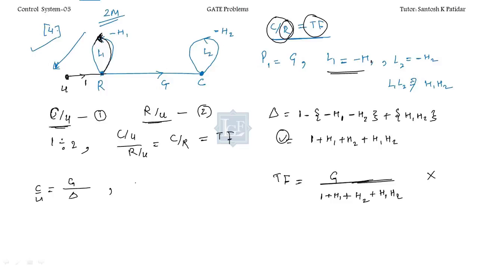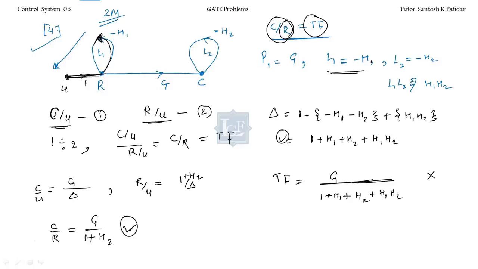Now let's take R by U. For R by U, the forward path is only 1, and del is the same for the overall function. But in the forward path from R to U, 1 is okay, but this 1 is non-touched with this loop, so H2 will also come. Correct. Now you will divide this by this. So finally you will have C by R, and that will be G divided by 1 plus H2. This is your correct answer.